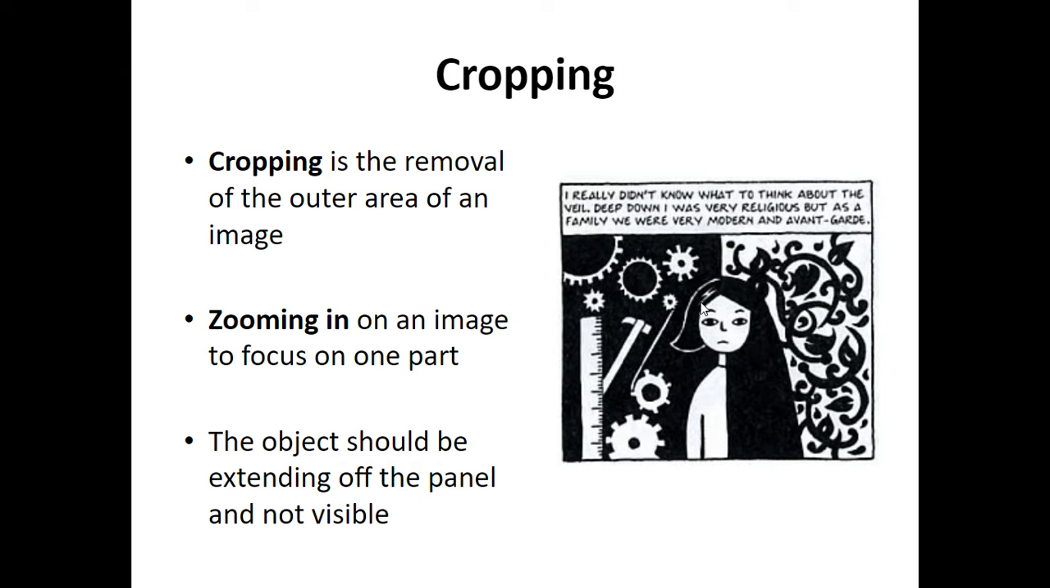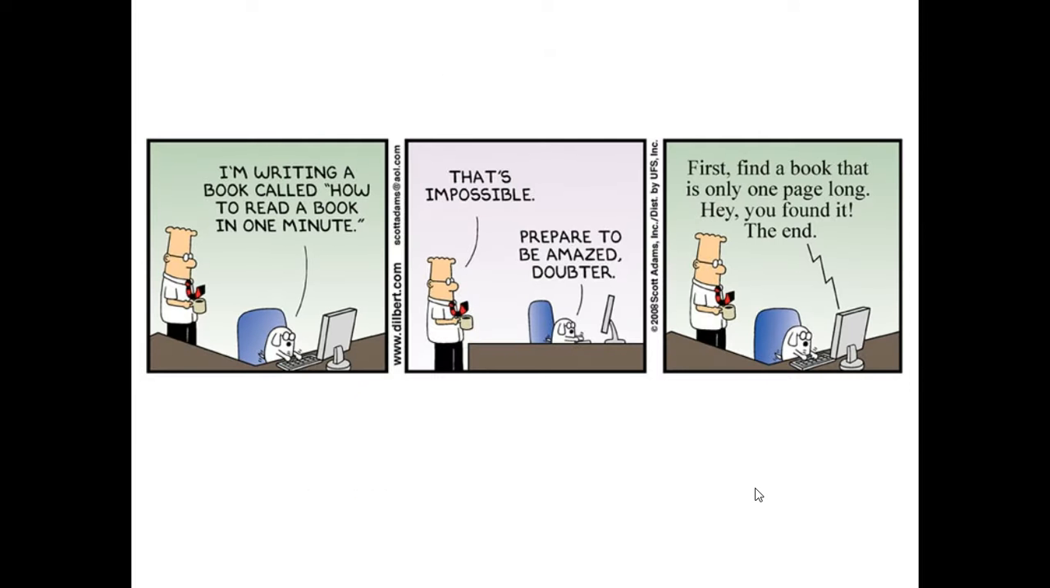Notice how with this character here, you can see just her head and her torso, but her hands, her legs, and feet extend off the page and are not visible. The rest of her body has been cropped where you cannot see it. This object should be extending off the panel and not visible, just like so. That's what cropping is.